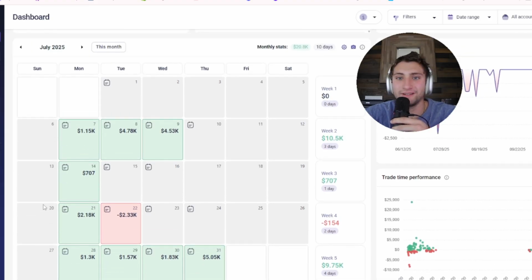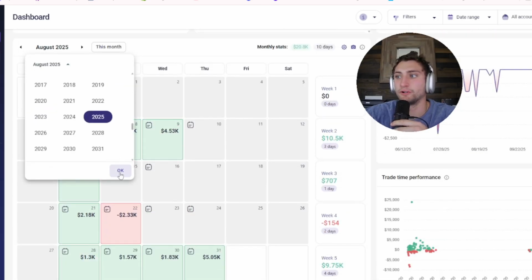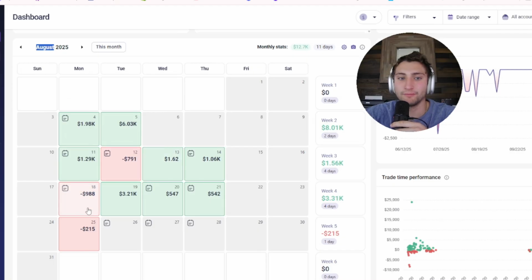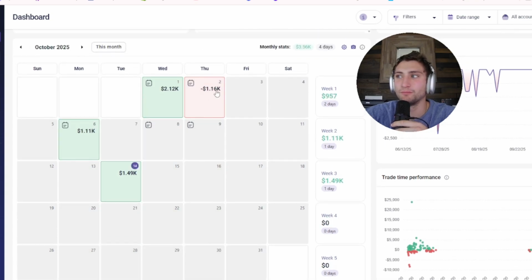So I started testing out this indicator a couple months ago. Let's look at July 2025. How many losses did we take? 1 loss. Okay, let's head to August 2025. How many losses did we take? 3 losses. Bang. See the results for yourself. Let's head to September. 1 loss. And here we are on October. 1 loss for today's trade. So, guys, this indicator works.